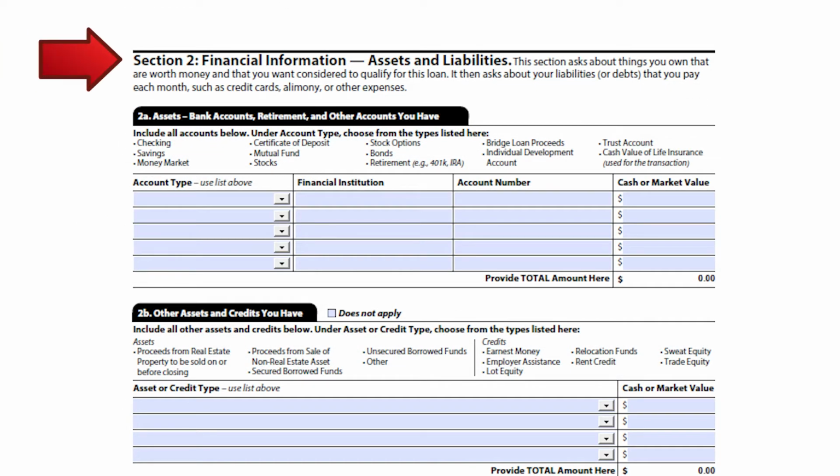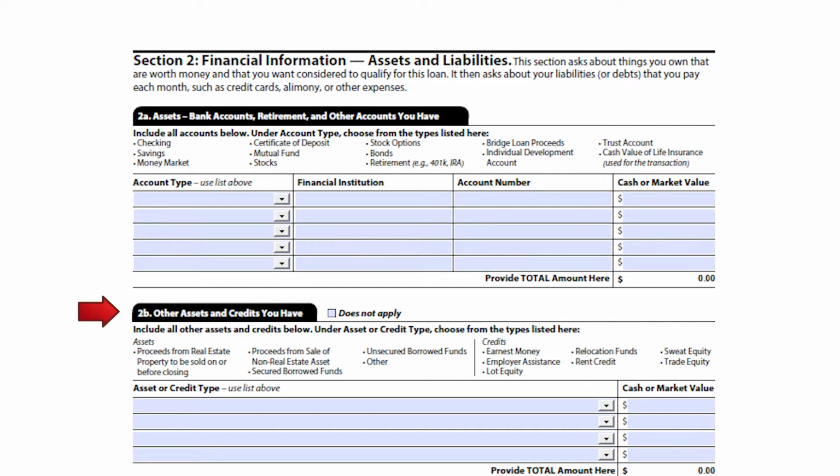Section 2. Financial Information, Assets and Liabilities. Section 2 has 4 subsections. We will go through each one individually. Subsection 2A, Assets. This section asks you to list the borrower's bank accounts, retirement accounts, and other accounts. It will ask the account type and the cash or market value.